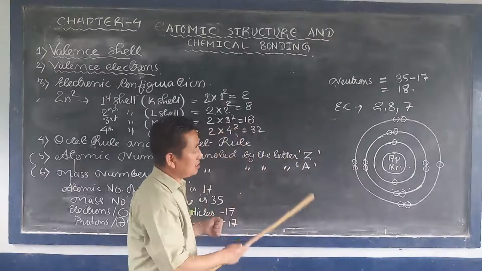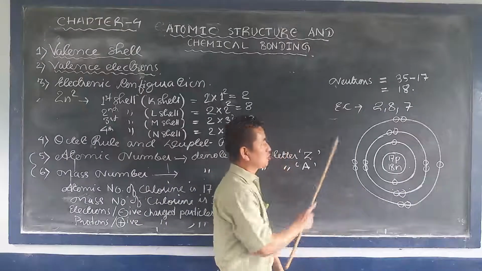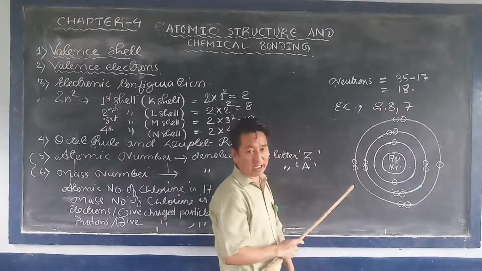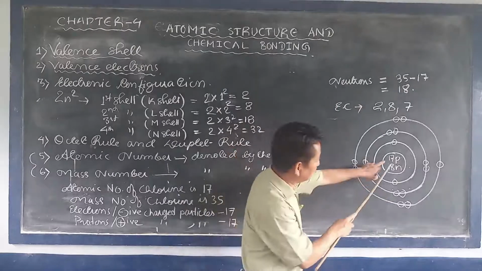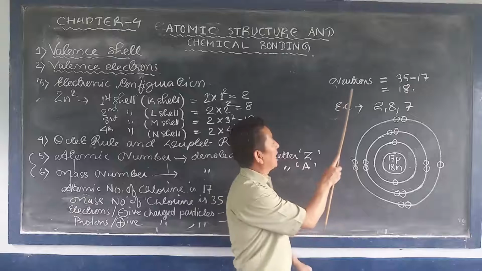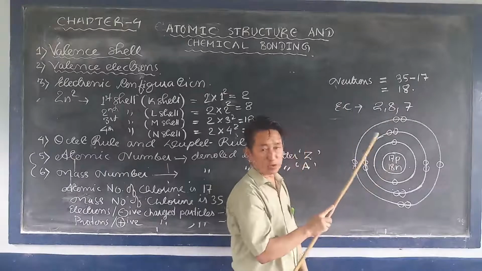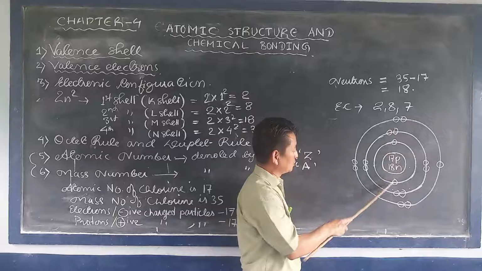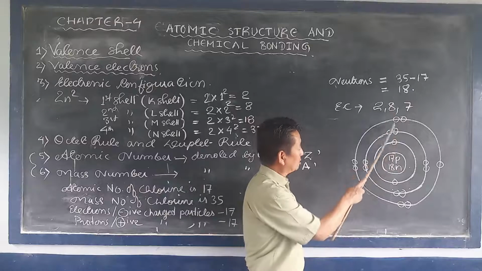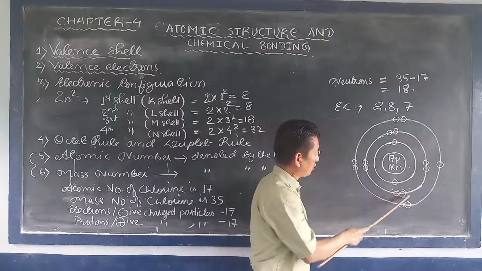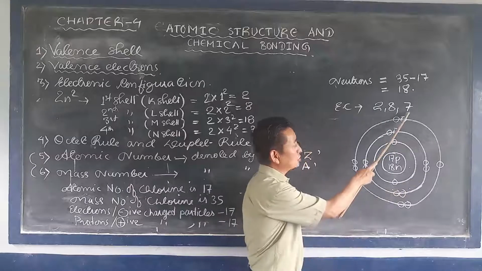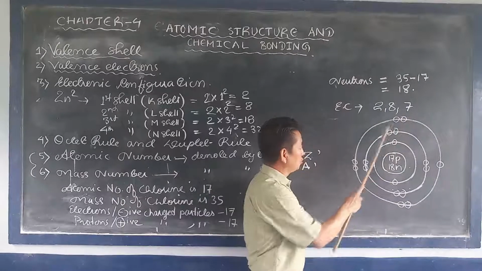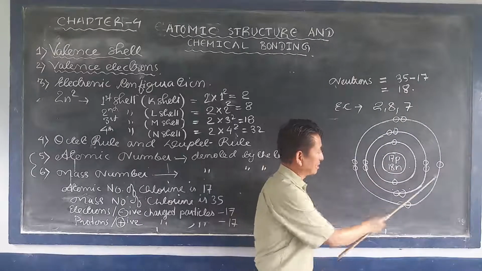As you can see here, the orbital structure of chlorine. Atomic number of chlorine is 17. So its nucleus has 17 protons and 18 neutrons. And the first shell has 2 electrons. Second shell, 8: 1, 2, 3, 4, 5, 6, 7, 8. Outermost shell has 7 electrons: 1, 2, 3, 4, 5, 6, 7.